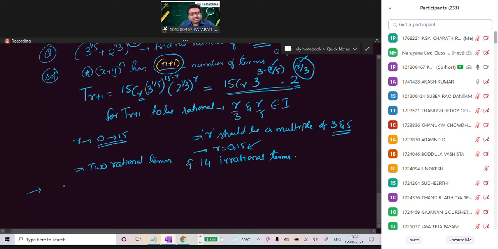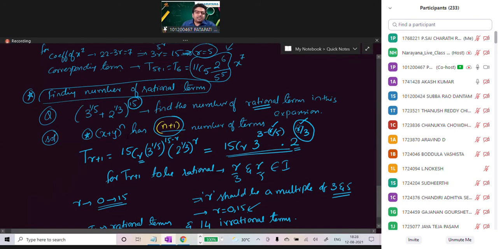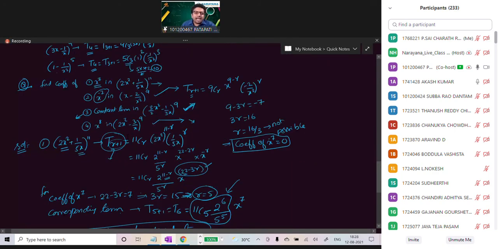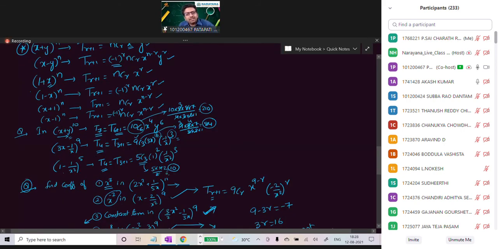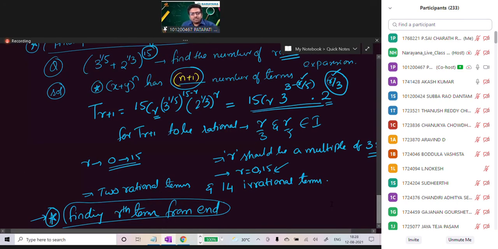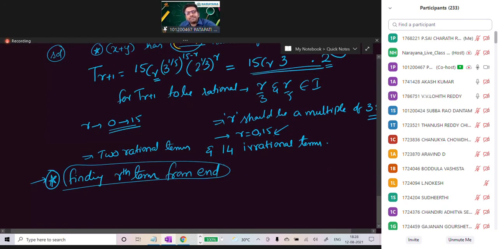Next is finding the rth term from the end. See here, in the previous question, I asked you to find some particular term. You are able to find it, right? For example, I asked you to find T7, T4. So how do we find the rth term from the end?